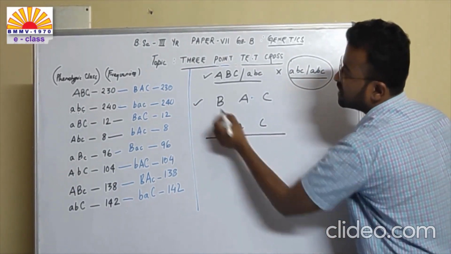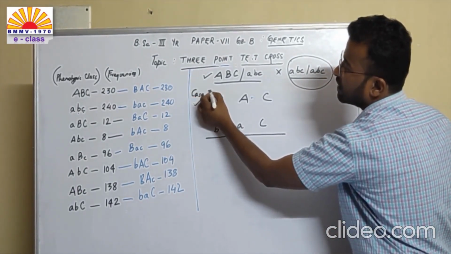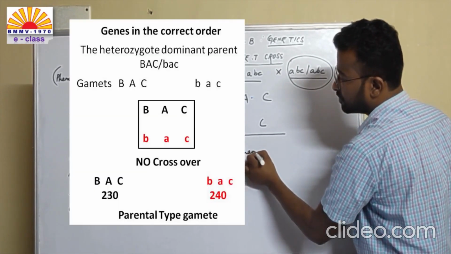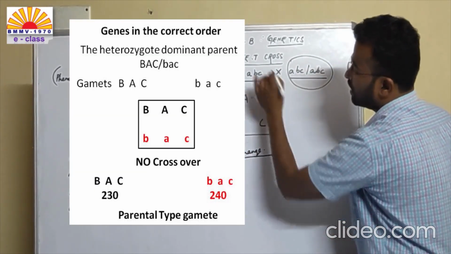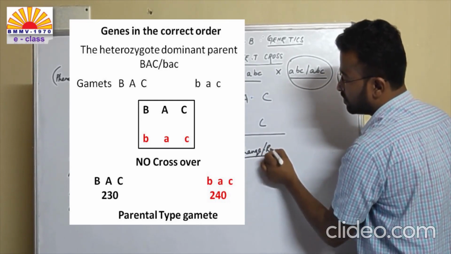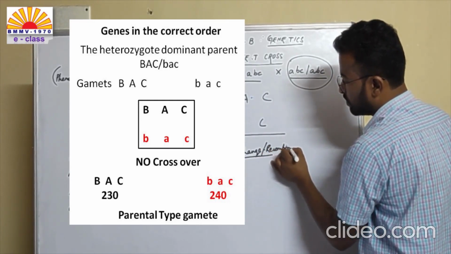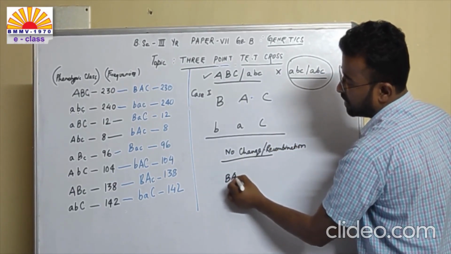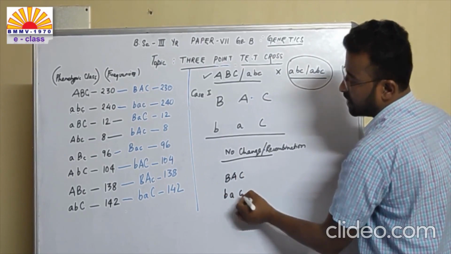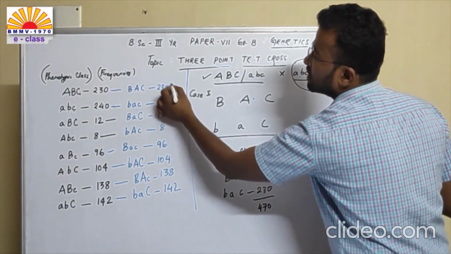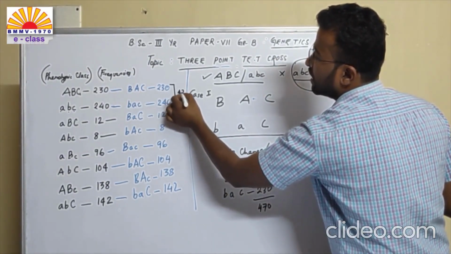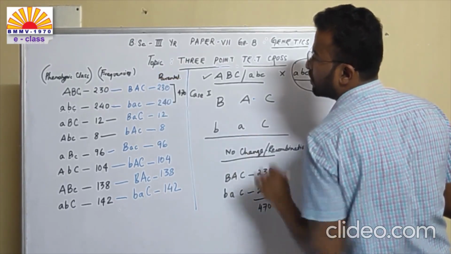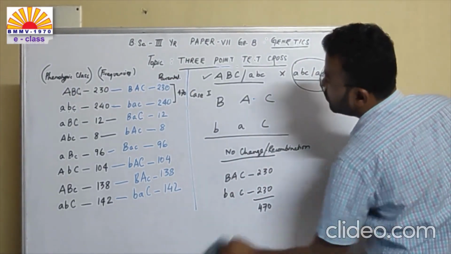When there is no change, in case of case 1, this is case 1 and there is no change or no recombination, we get the gametes BAC, BAC. Okay, so parental one is 470. Parental. Okay, now let us go to case 2.